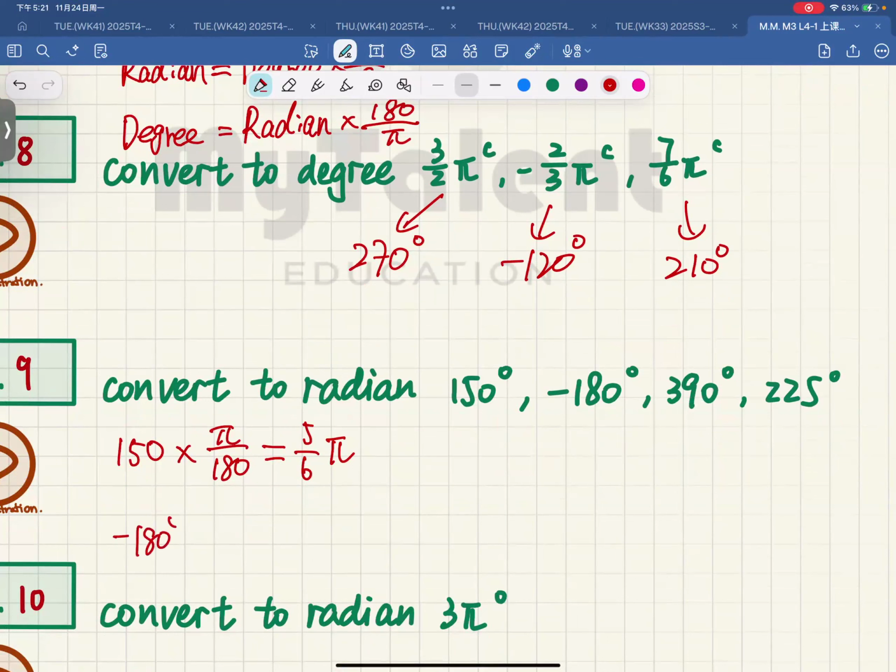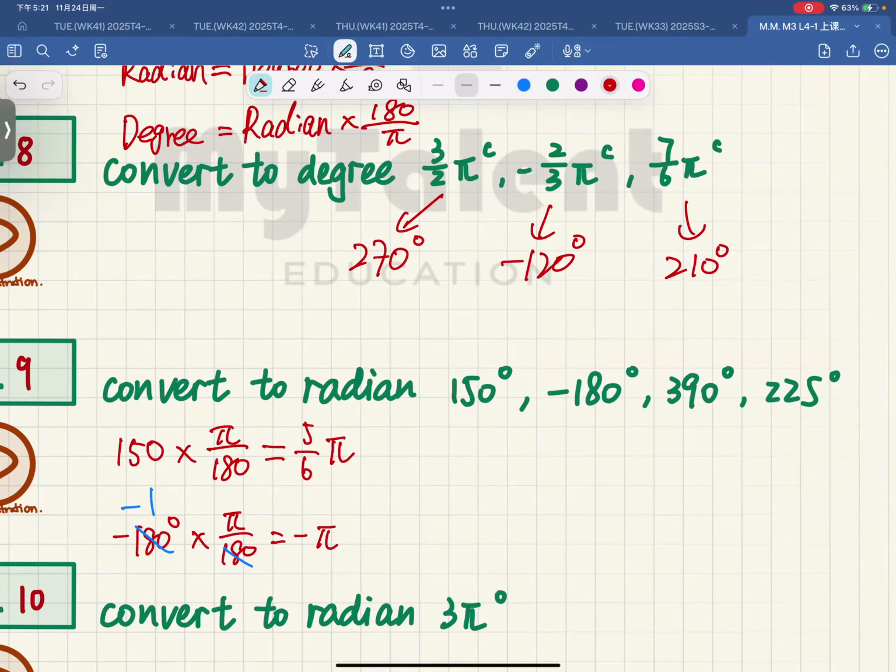Negative 180 degrees times pi over 180 is equal to negative pi, right? Because these two basically cancel, and that's negative 1. Okay? Wait, for the first question, how do you do it?